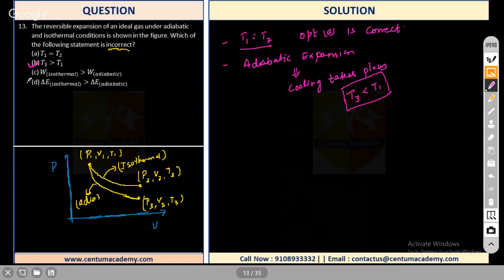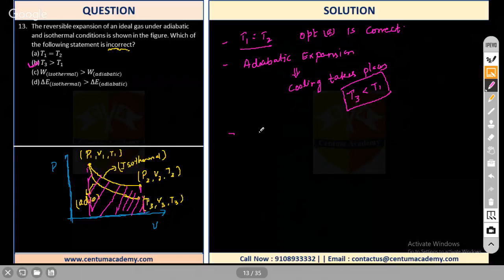Right? Other options we'll see. Work done in isothermal process is greater than adiabatic. So obviously the work done in the isothermal process, or the area occupied by the isothermal process here, is obviously more than the area occupied by the adiabatic process. Hence option C is also correct. Right? Option C is also correct.